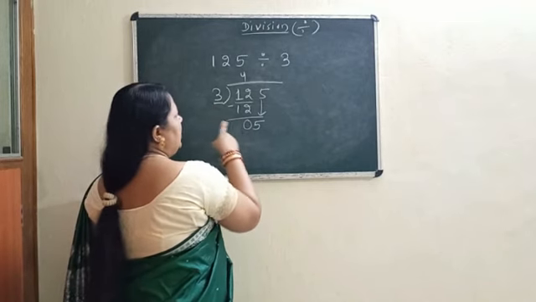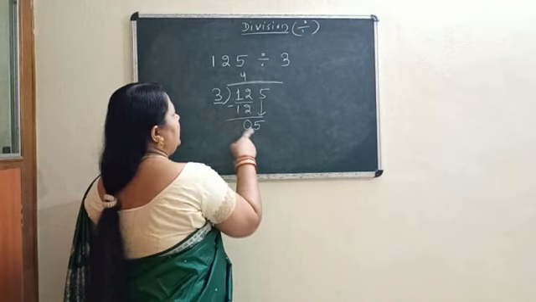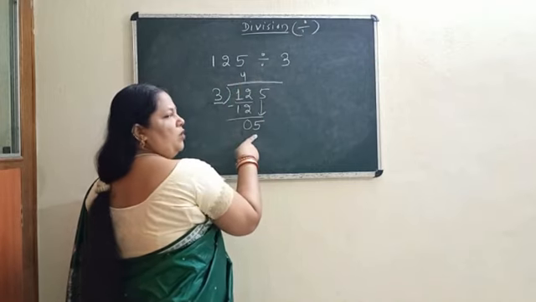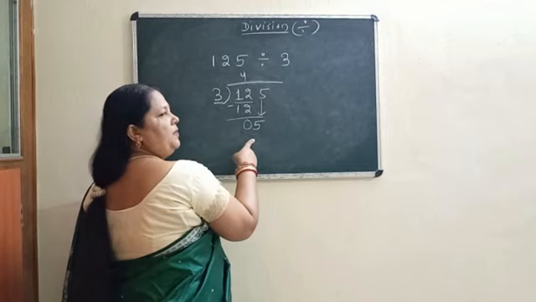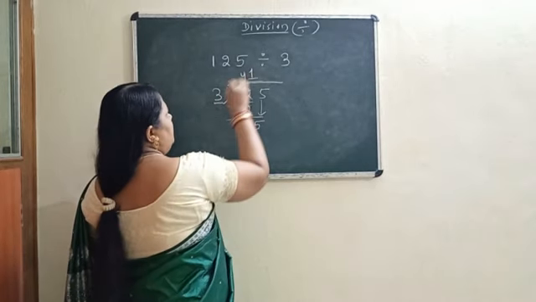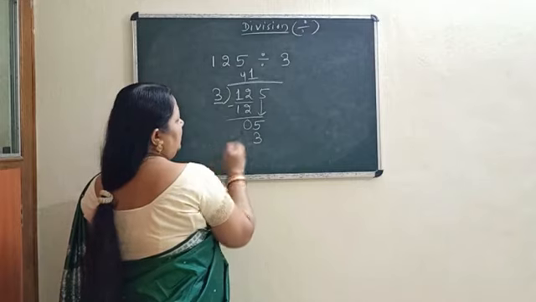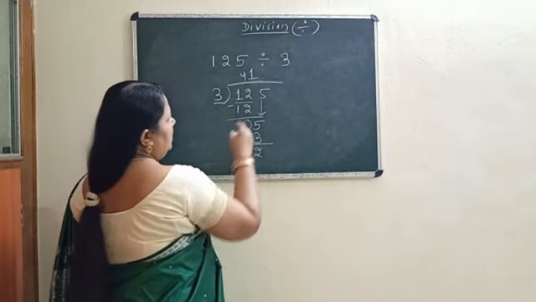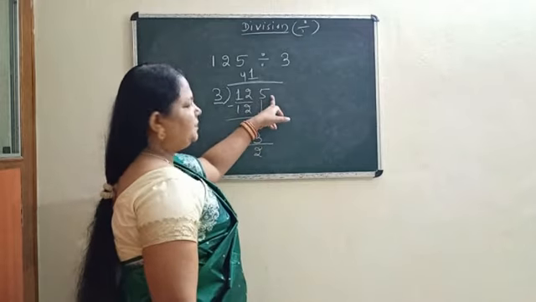If we calculate the table, then 3 1s are 3, 3 2s are 6. If we take 3 2s, it will be more than this 5, so we cannot go up to that. So we can reach up to 3 1s are 3. Then again subtract it. How much is left? 2 is left. Then no more number is here.